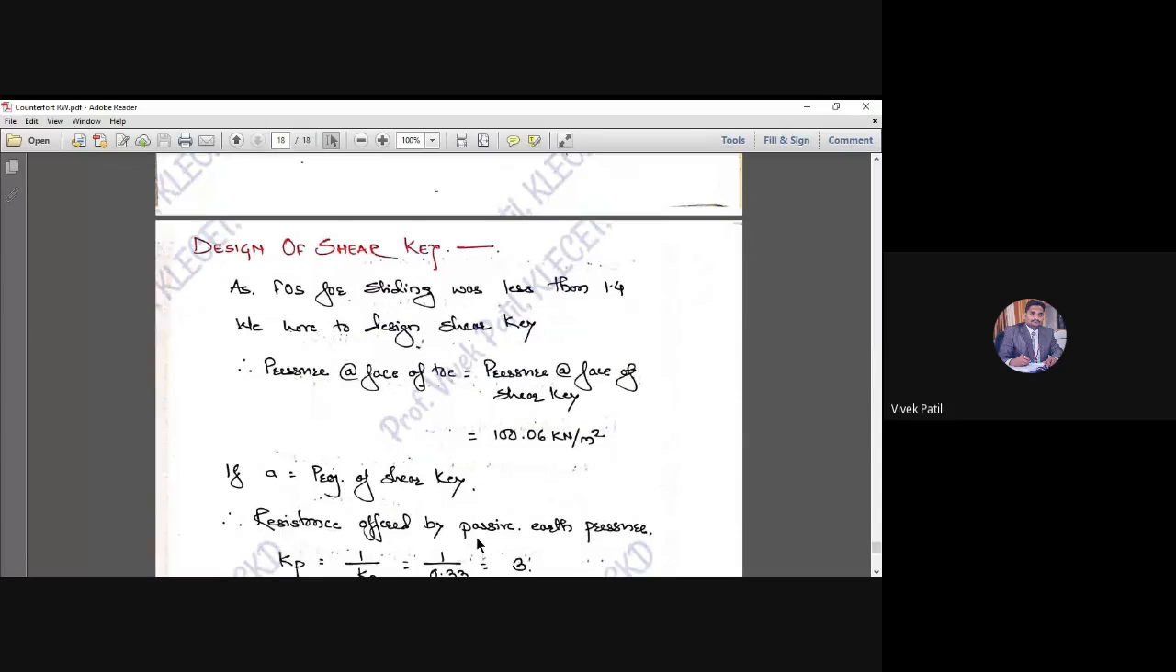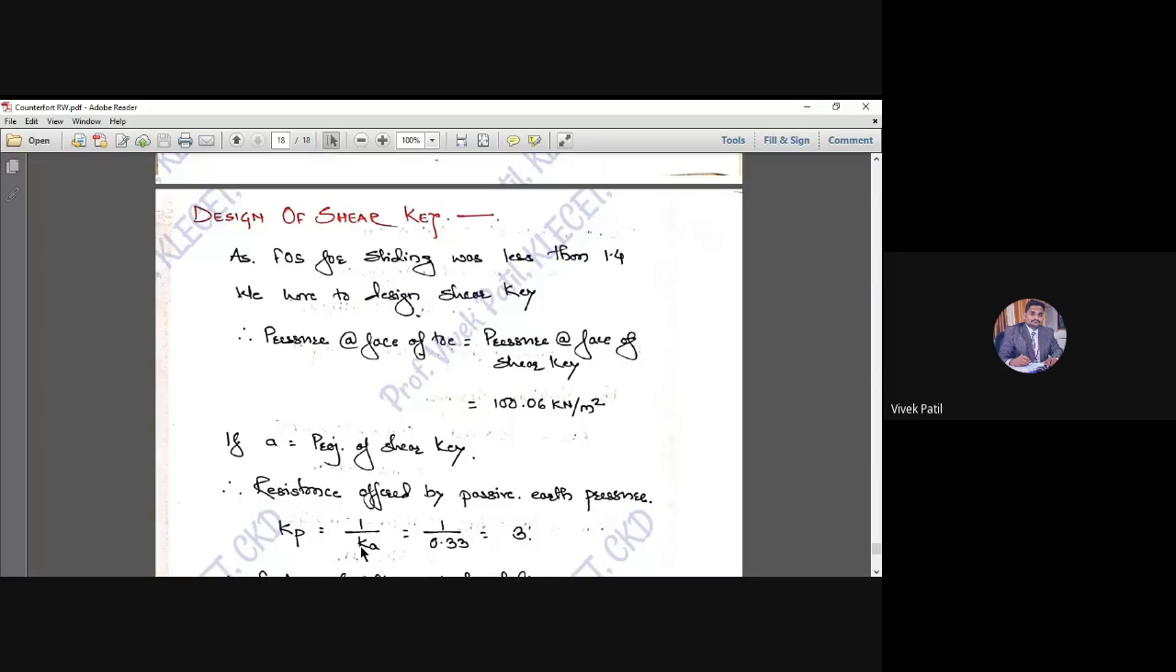For that, the resistance offered by the passive earth pressure we have to calculate. We have been given Ka, the active earth pressure coefficient. We have calculated it as 1 minus sine phi divided by 1 plus sine phi, that was 0.33. So the passive earth pressure coefficient Kp will work out to about 3, that is 1 divided by 0.33. So it is 3.